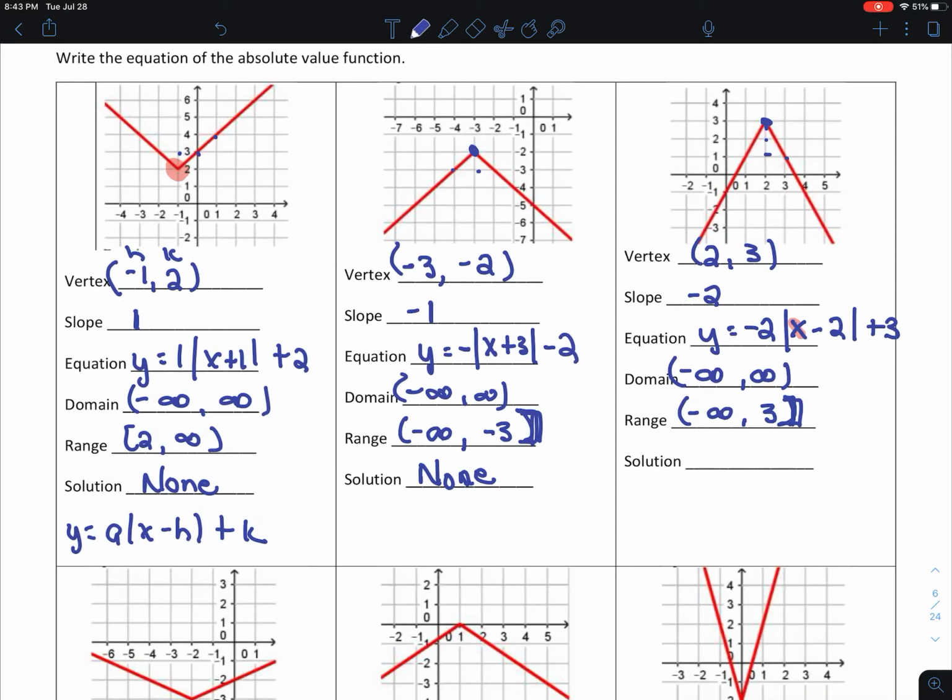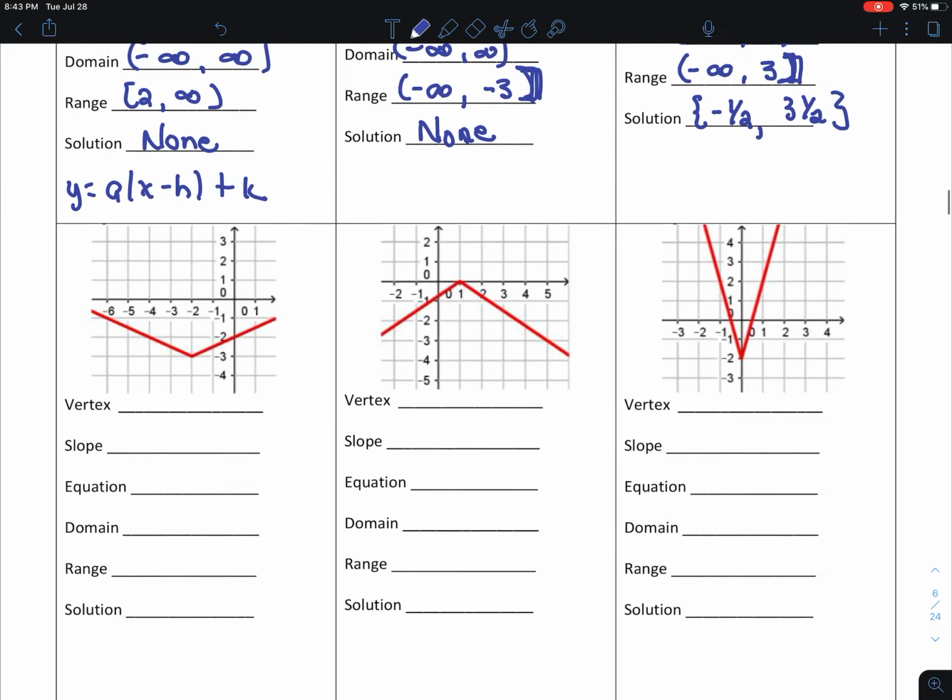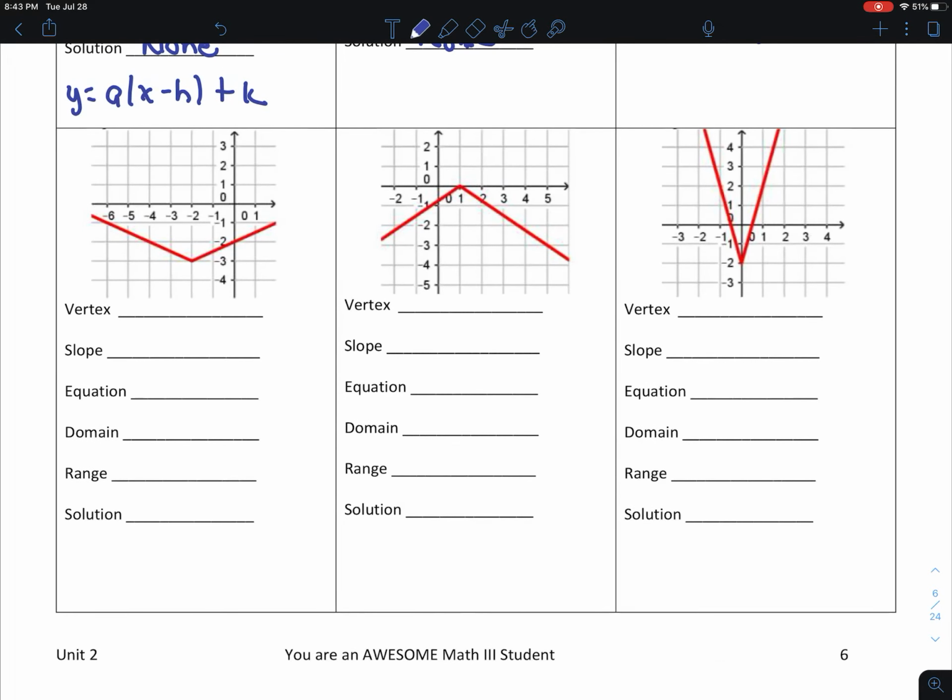Okay? So now, what is my solution? My solution is a little hard to tell here because it's somewhere between 3 and 4. So my slope was 2, so that means that this should be halfway in between. So my solutions are -1/2 and 3/2, 3.5. Because my slope was 2, if I went down 1, I had to go over 1/2. Okay? All right, what I'd like for you to do is pause the video and do the last 3 and come back and we'll work these together.